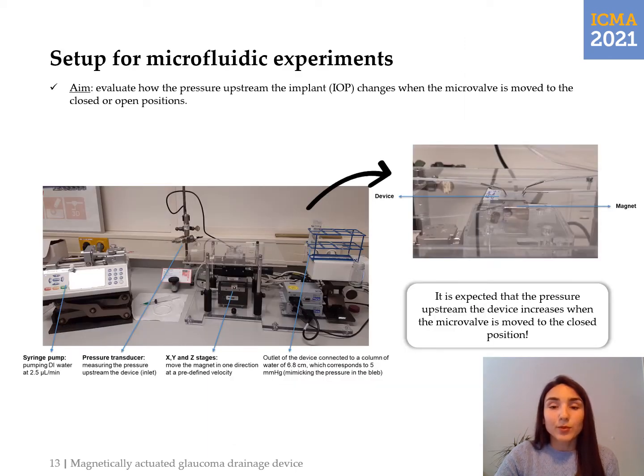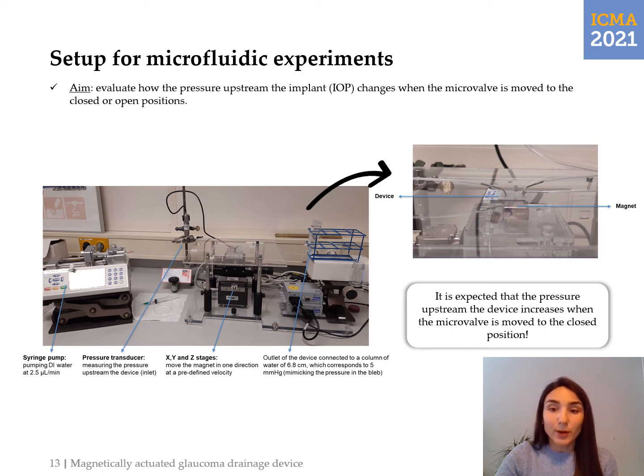Well, after both top and bottom layers are fabricated, we align the layers and we position the valve in between, and we proceed with thermal bonding of those layers. And when the device is ready, this housing element is ready, we run some microfluidic experiments on this device. The aim of this microfluidic experiment is to evaluate how the pressure upstream the implant changes when the microvalve is moved to the closed or open positions.